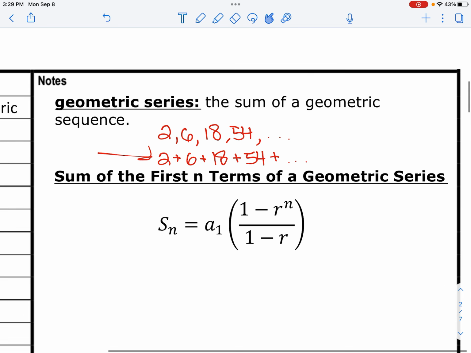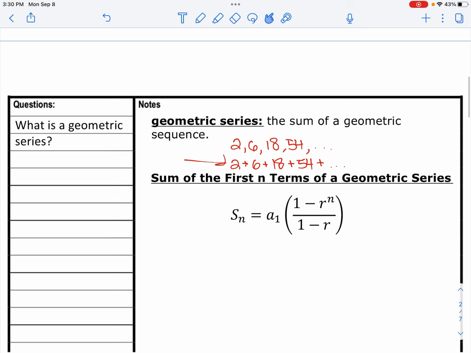Okay, so here's the explicit formula for the sum of the first n terms of a geometric series. Really what you need to know is the first term, you need to know what n is, and you need to know your common ratio. And then you just use this formula to figure that out. So that is a geometric series.